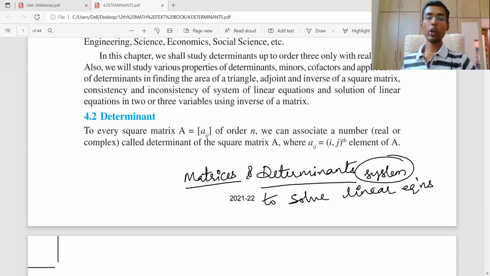Two equations in two variables is a system of linear equations in two variables. You can also have three variables and three equations. That is a system of linear equations in three variables, which means you will have three equations. So how do you solve it? That is the application here.